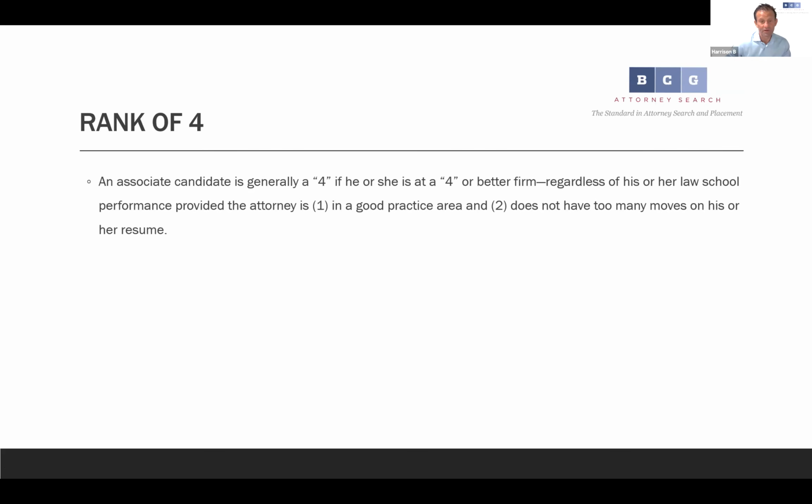Most associates, if they're at a 4 firm, the quality of firm you're at too, by the way, is the most important criteria for how you're ranked. If you're at a 4 firm, then what's going to happen is you're going to be marketable because of your practice area, and if you don't have too many moves. So if someone has moved a lot, like if someone's in their 3rd year of practice and has been at 3 firms, that may actually make them a 3 instead of a 4. And if they've been at their 5th year of practice and they've been at 6 firms, they're almost certainly going to be a 3 because they look like they're going to leave.